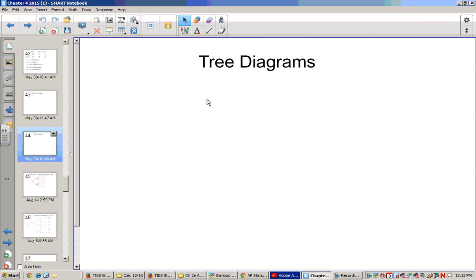Hello, welcome to a lesson on tree diagrams. Today I'm going to show you a couple tree diagrams and then we're going to go through a problem dealing with it.